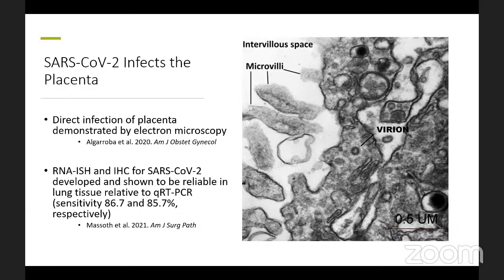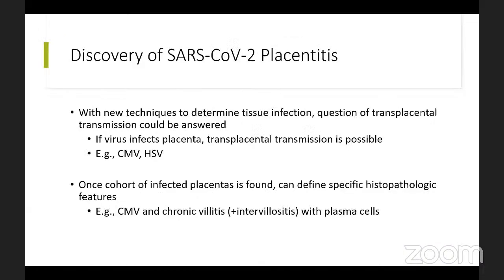Specifically, RNA-ISH and IHC for SARS-CoV-2 were developed and were shown to be very reliable, initially in lung tissue sections, with a sensitivity of 86.7 and 85.7% respectively. So these two techniques came on the scene and really changed our ability to look at placental infection. With these new techniques, the question of transplacental transmission could be definitively answered, not just implied through clinical outcomes.